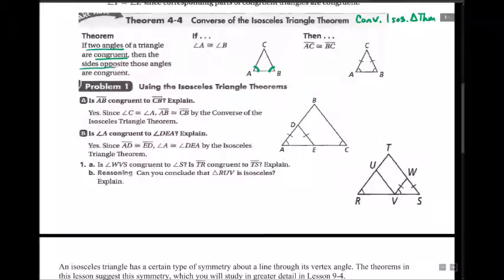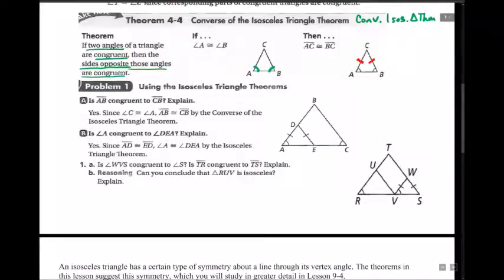Then the sides opposite of those angles are also congruent. So we're looking at marking that, and you are allowed to mark those sides. So now we have another way of proving sides congruent, which is where we were really lacking before. We now have two sides that are congruent.